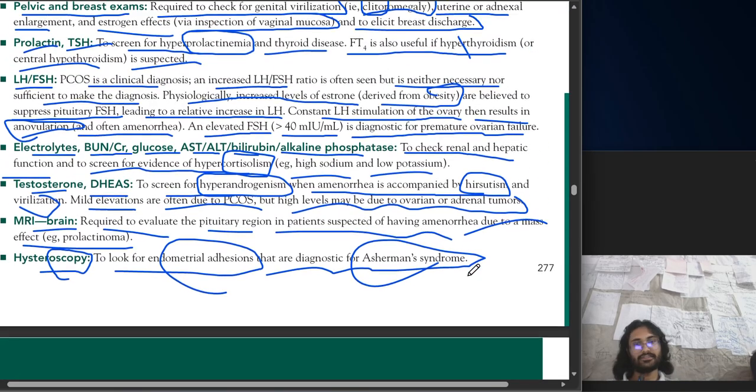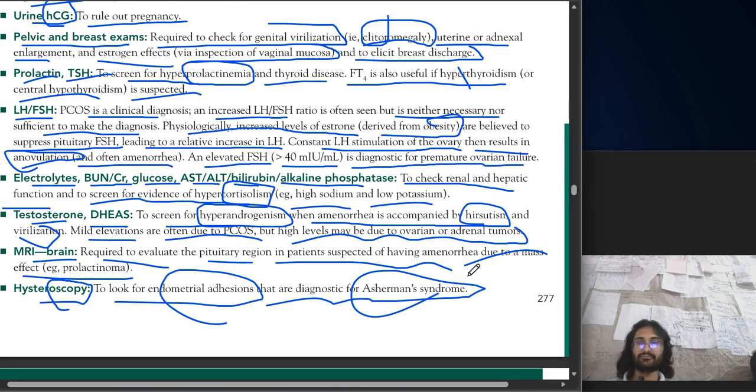All right, that's it for today. It was a long case. We will meet once again with a new case and with a new explanation.